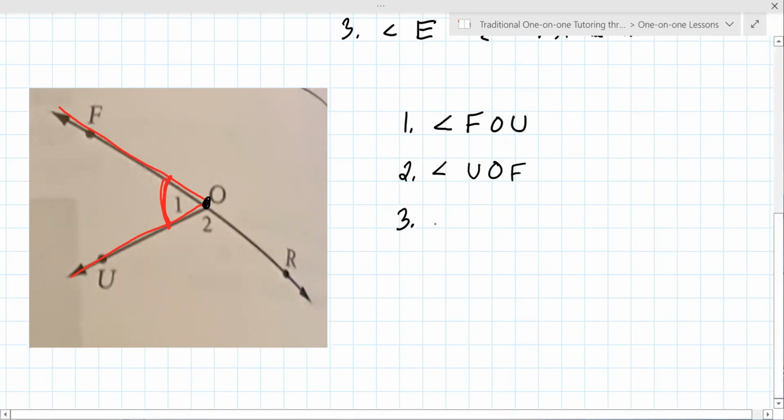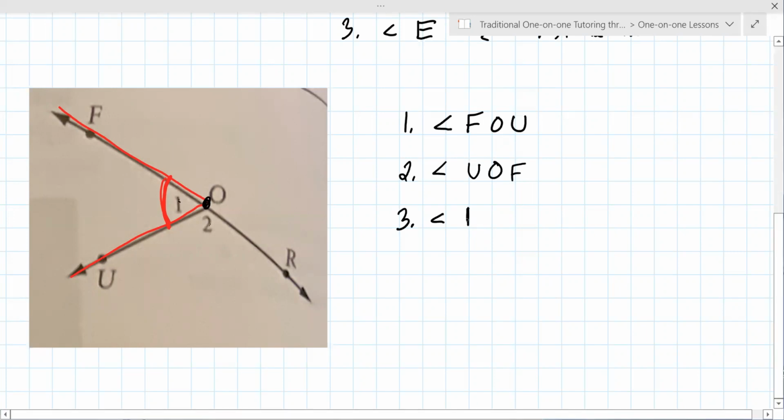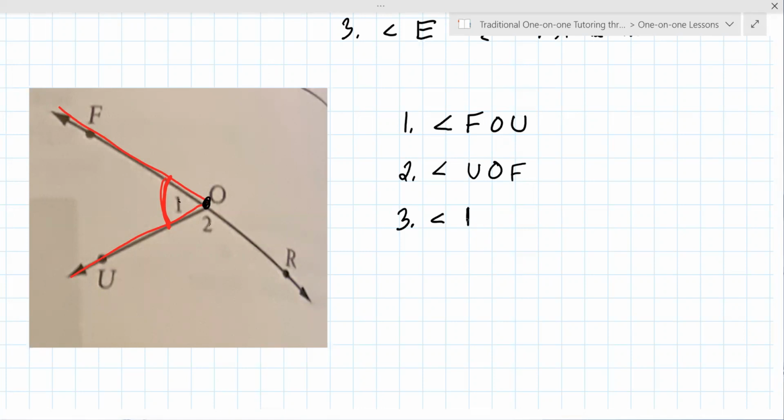So now the third way is to just refer to it by a single letter. But the problem is that O could be referring to angle 1 or to angle 2. So as an alternative, you can just use the number. You can say angle and then number 1. So that is angle 1. There are 3 ways to refer to that angle.